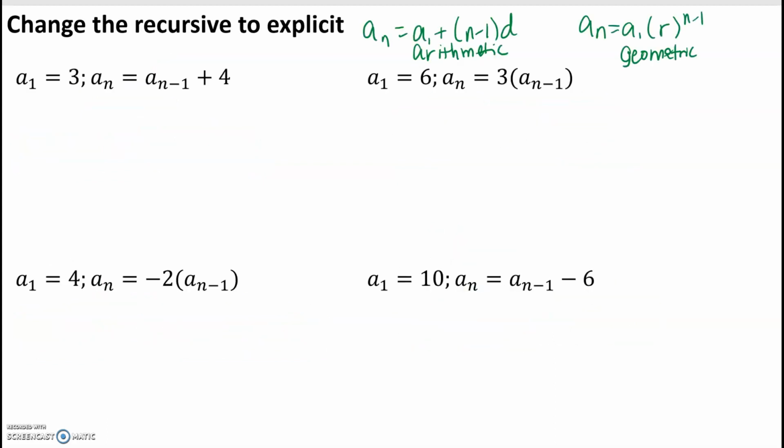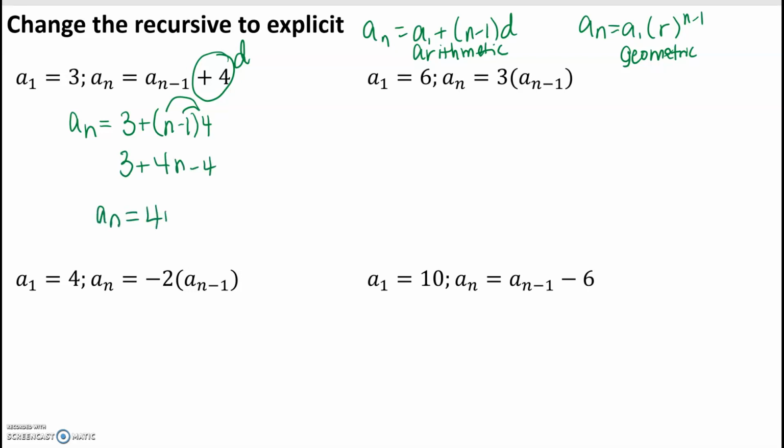For the last slide, we are going to change the recursive rule into the explicit rule. So I have the explicit rules written up at the top there, arithmetic and geometric, so that we can work with those. Okay, so on this first one, I'm noticing that this is my common difference. So I know that is the D for an arithmetic problem. So I'm going to take my first term, which is a 3, and add to that n minus 1 times that common difference. I'm going to distribute, so I end up with 3 plus 4n minus 4, and I know that my rule looks like 4n minus 1.